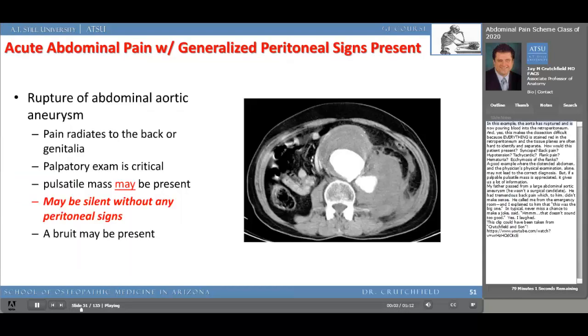A good example where the distended abdomen and the physician's physical exam alone may not lead to the correct diagnosis, but if a palpable pulsatile mass is appreciated, it gives us a lot more information.